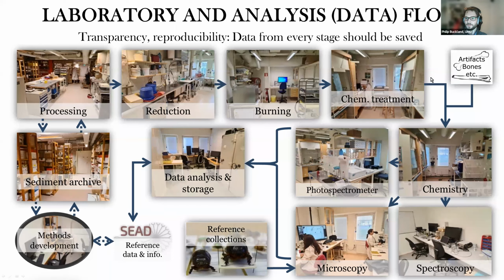Chemical treatment, so if you're looking at pollen, we need to get rid of all the minerals and everything that isn't pollen, really, so we use some quite nasty acids to break down the silica there. And then a whole series of analysis methods. Spectroscopy, photospectrometer is really our workhorse for looking for things like phosphates. And the most interesting bit for me really is the microscope room, where most of the insect work is done.